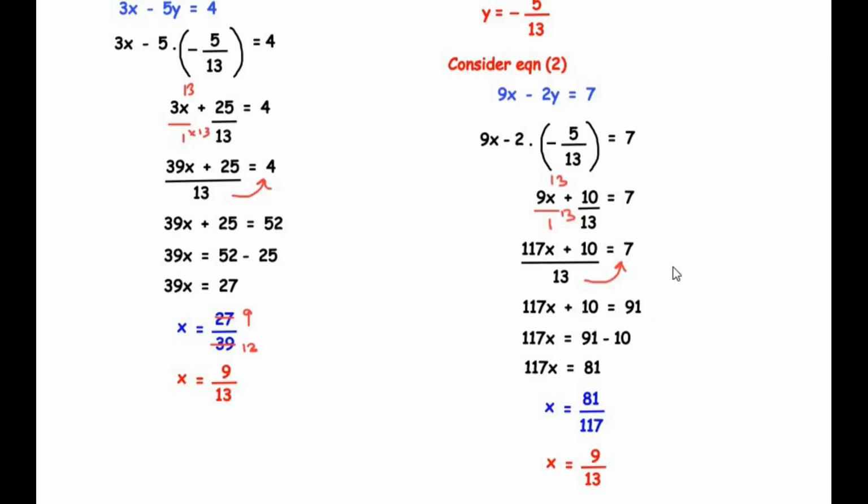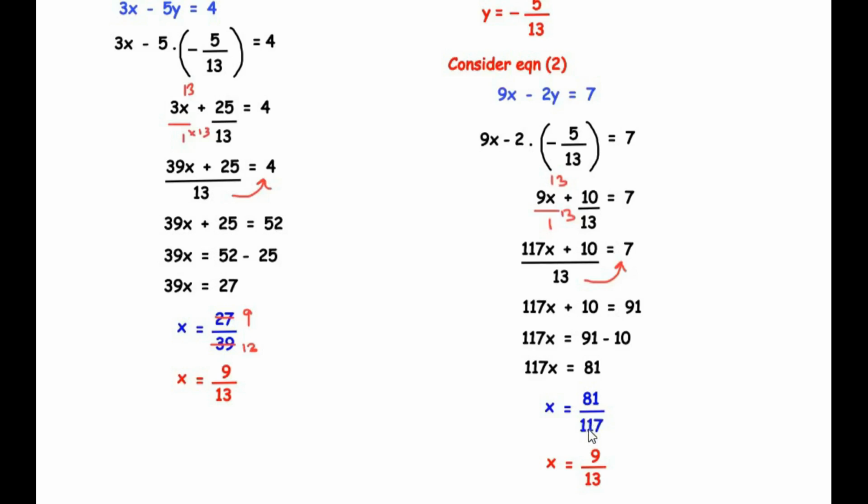Now taking plus 10 on the other side of equal to sign, we get 117x equal to 91 minus 10. Now simplifying this we get 117x equal to 81. Now taking 117 on the other side of equal to sign, we get the value of x as 81 over 117.